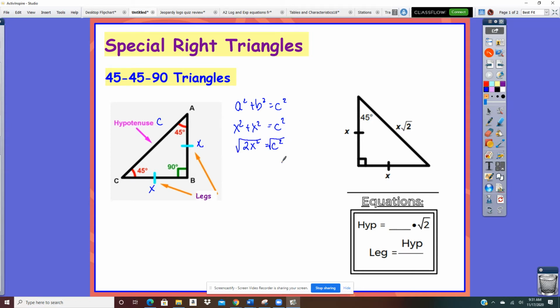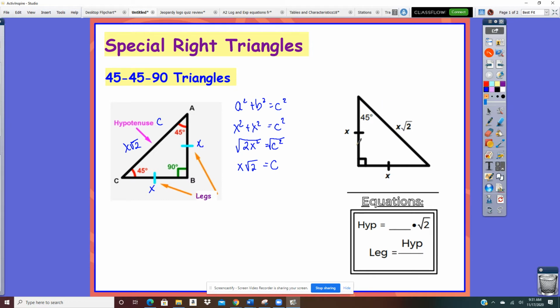I'm going to square root that. I get c equals, well, the square root of x squared is just x, and then the square root of 2 stays there. So that means that the hypotenuse is going to be found by taking x times the square root of 2.